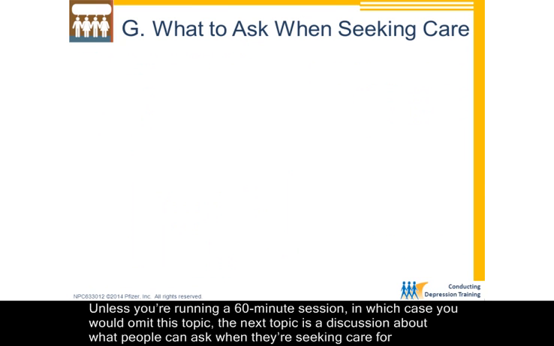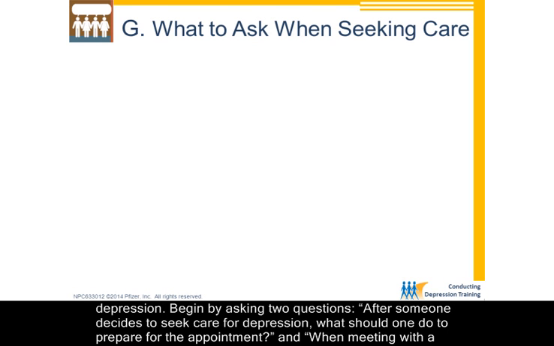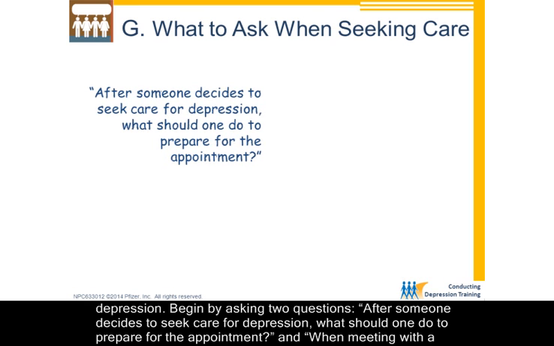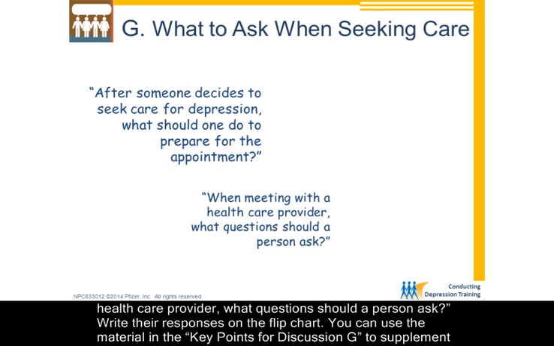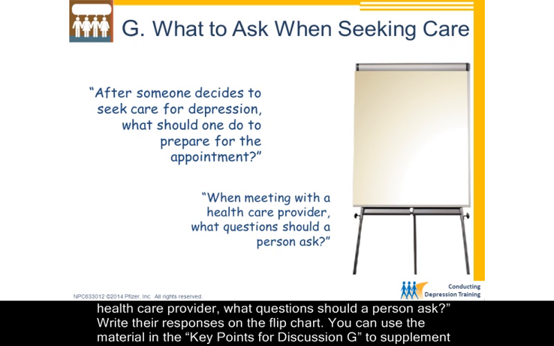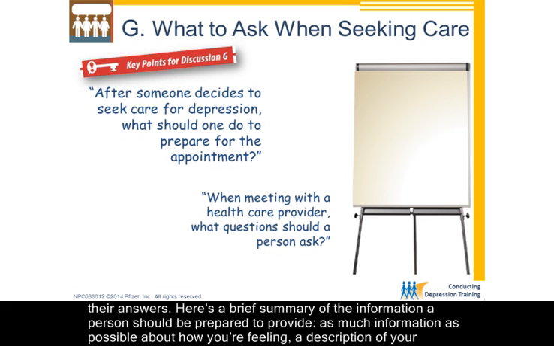Unless you're running a 60-minute session, in which case you would omit this topic, the next topic is a discussion about what people can ask when they're seeking care for depression. Begin by asking two questions. After someone decides to seek care for depression, what should one do to prepare for the appointment? And, when meeting with a healthcare provider, what questions should a person ask? Write their responses on the flip chart. You can use the material in the Key Points for Discussion G to supplement their answers.